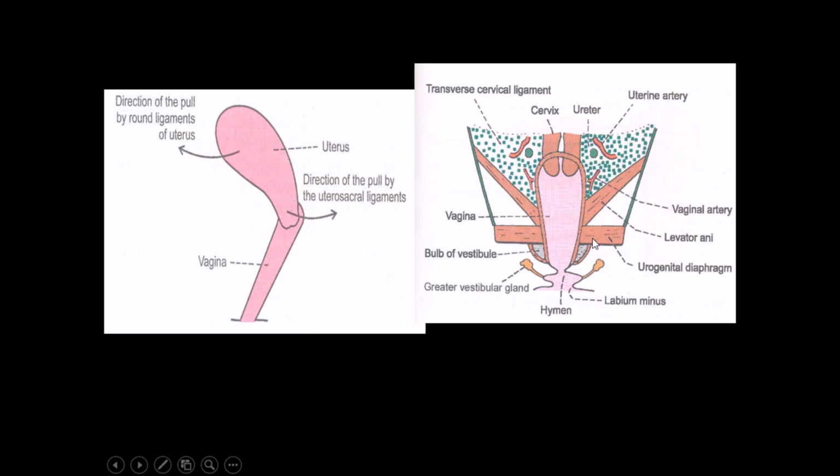This is the urogenital diaphragm, and deep inside here is the pelvic diaphragm. Okay, so on either side this is the pelvic diaphragm, and this is the urogenital diaphragm. All these are keeping this uterus as well as the vagina in its position.